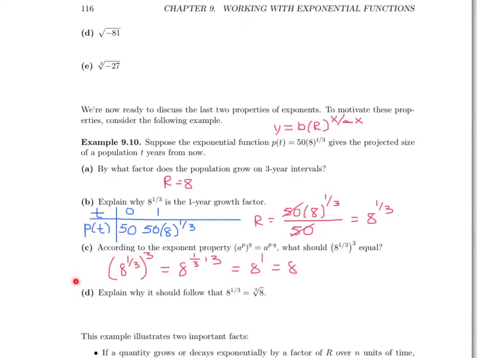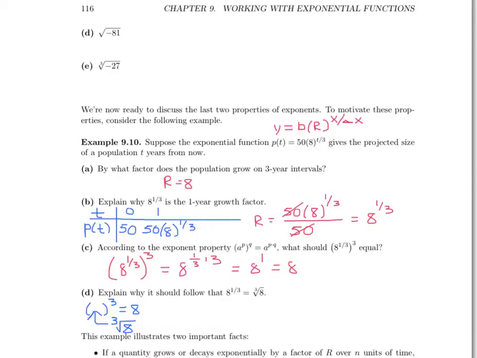Now let's go ahead and look at part D. Explain why it should follow that 8 to the 1/3 power is equal to the cube root of 8. Well, let's think back to what a cube root is. Remember, the cube root of 8 is the number which, if you cubed it, would equal 8. So the cube root of 8 is the quantity which, if you cubed it, would give you 8. But notice from part C, if we cube this quantity, 8 to the 1/3, we also get 8.